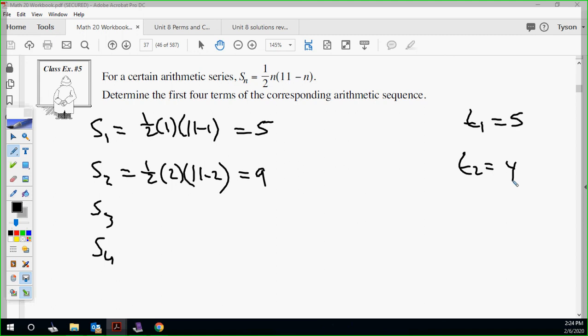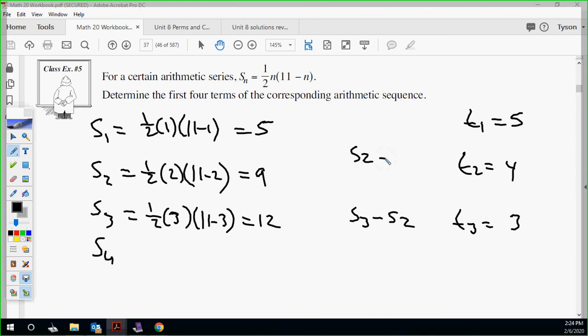Okay, next one. 1/2 of 3. Whoops, not 1/3. 1/2 of 3 times 11 minus 3. So we get 11 minus 3 is 8. 8 times 3 is 24. Half of 24 is 12. 12 minus 9, 3. So this was S3 minus S2, S2 minus S1, and this was just S1.